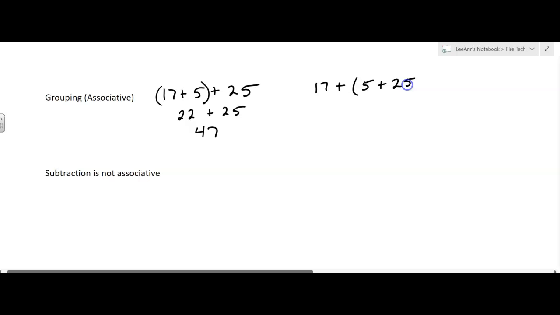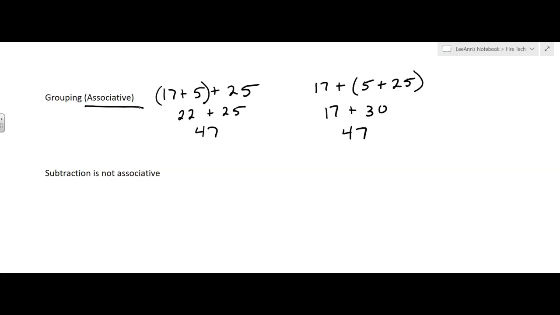I like to look for groups of 10. So I'd say, what's 5 and 25? That's 30. And then that's easier for me to add and get 47. Okay? So, but it doesn't matter. So we say addition is associative. Okay? It doesn't matter how you group it. You want to add two numbers together and then add the third number or rearrange them? That's fine. So addition, being commutative and associative, allows you to do a lot of things when you're doing the calculations.